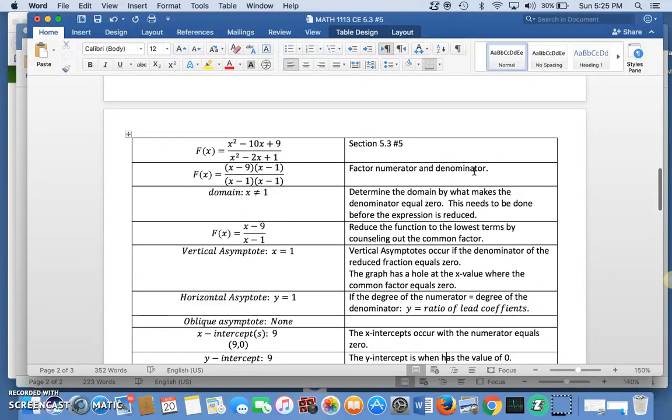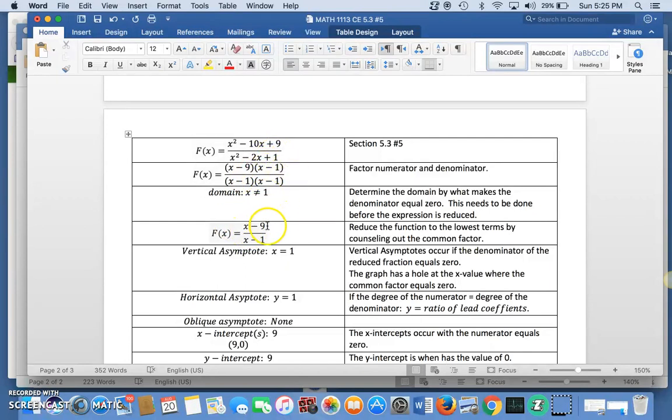5.3, number 5. First thing you need to do is to factor the numerator and the denominator. Of course, notice this denominator is really x minus 1 squared. So it's a little bit different in that it's a square. X does not equal 1. Have to leave it out of the denominator. And one of these reduces, but not both of them.